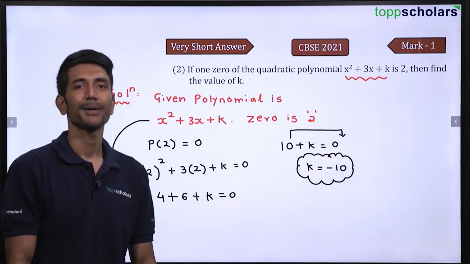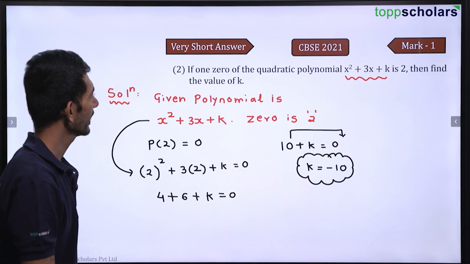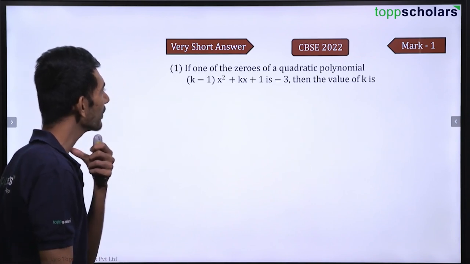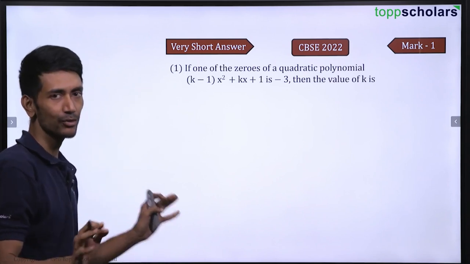So the value of k is minus 10. Easy? Okay. Let's have a look at a new question now. Looks slightly complicated. Don't worry, it is going to be easy.